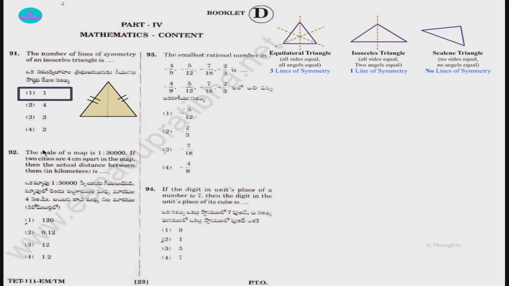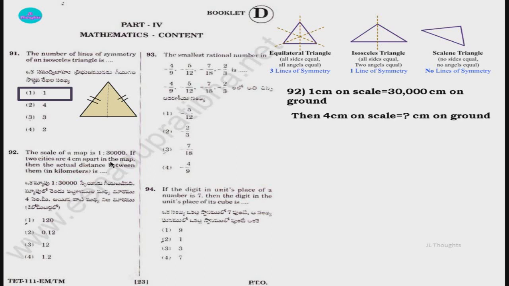Now next question. The scale of a map is 1:30,000. If two cities are 4 centimeters apart in the map, then the actual distance between them in kilometers is. Now what is given for us? 1 centimeter on the scale is 30,000 centimeters on the ground. Then 4 centimeters on the scale is how many centimeters on the ground? So what we'll do? 4 into 3 is 12 and remaining zeros, that is 1,20,000 centimeters.